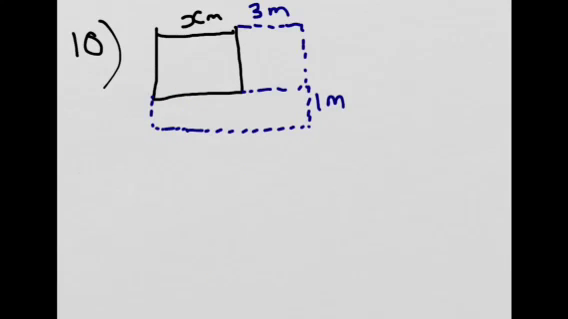So in question 10 we're told that a square plot of land is extended by 1 metre in one direction and 3 in the other direction, as shown in the diagram here. So we're looking to find an expression for the length of the rectangle. So if we start off with a square plot of land, that means that both sides must be x metres long.